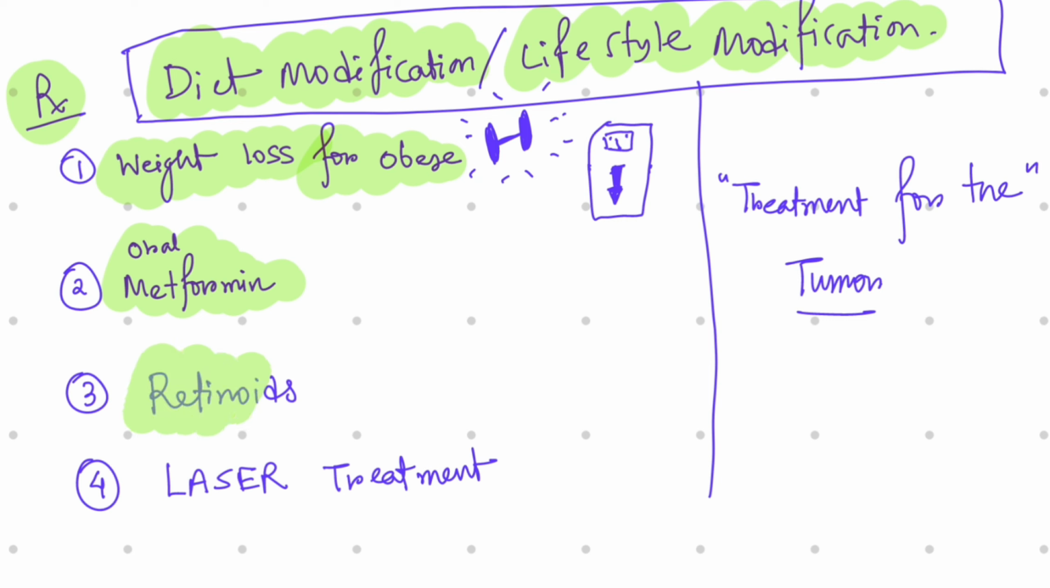Oral retinoids can also be used. If only the cosmetic part of the Acanthosis nigricans is of concern, laser treatment can also be tried to treat this condition. In case of malignant tumors, where this condition might present as a paraneoplastic syndrome, the specific treatment for the tumor will help in reducing this Acanthosis nigricans.